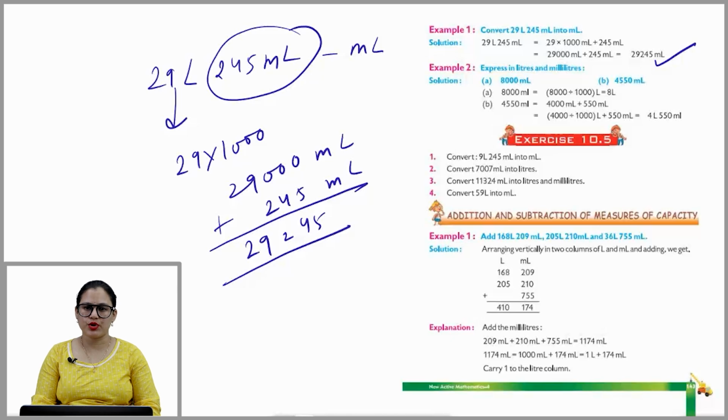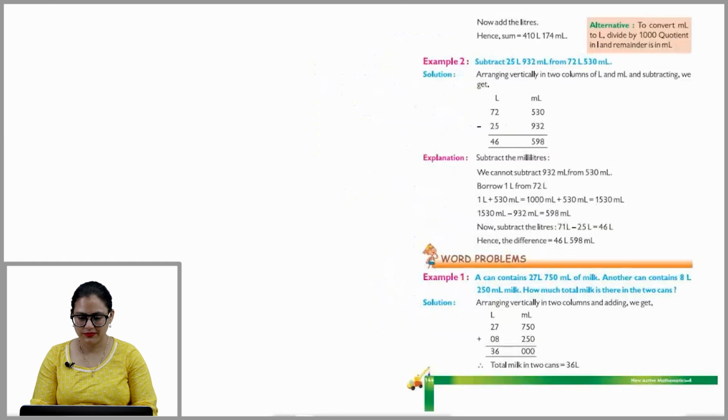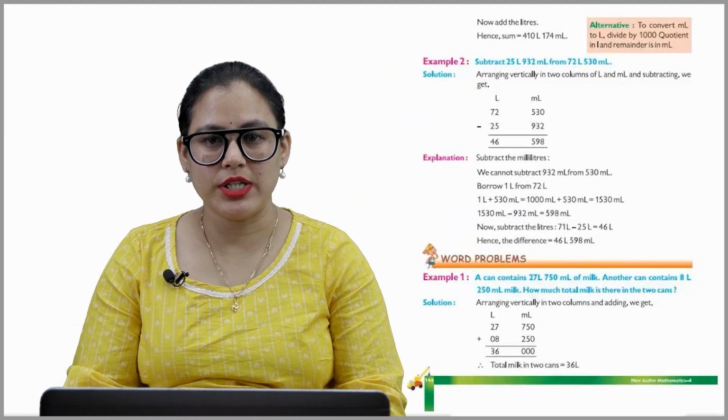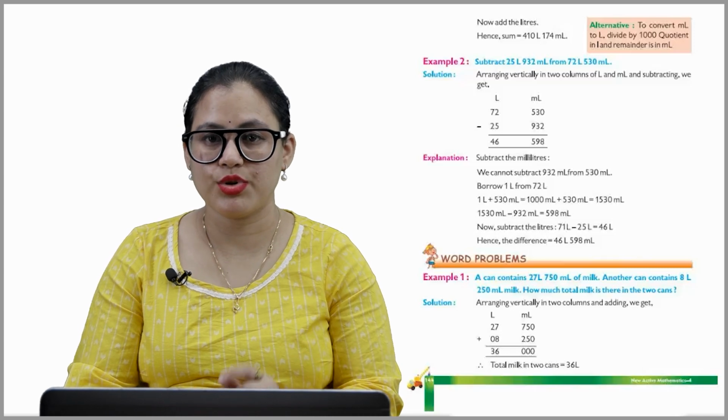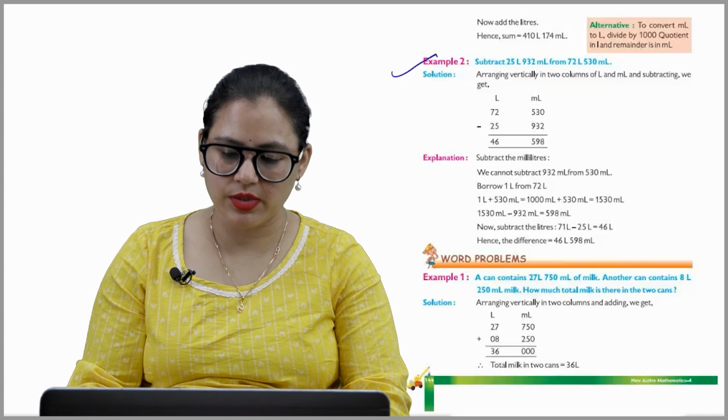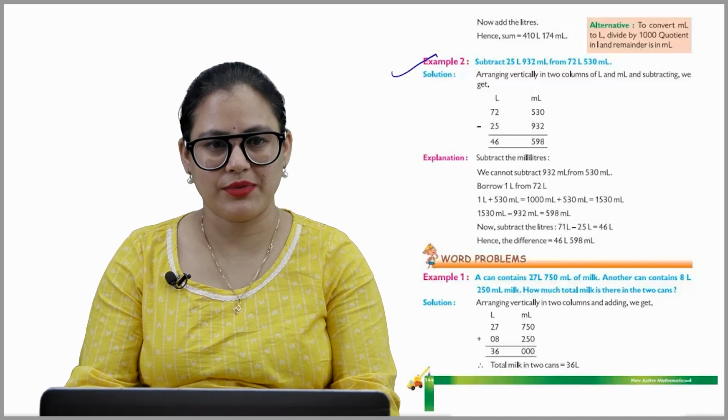Addition and subtraction of measures of capacity. Here also the procedure is the same. We will arrange vertically in two columns. One column is for liter, one column is for milliliter, and then we add the ordinary numbers. Alternatively, to convert milliliter to liter, divide by 1000. The quotient is liter and the remainder is in milliliter. Okay. Similarly, we will subtract. We will make 2 columns again and then we'll subtract, right?